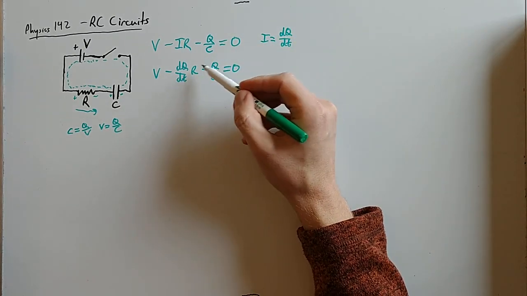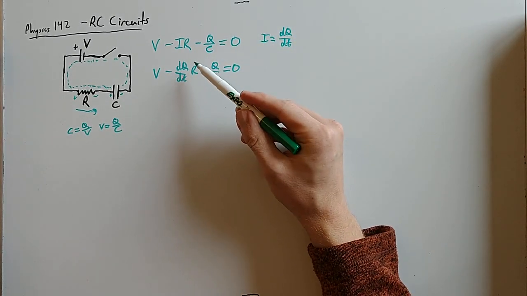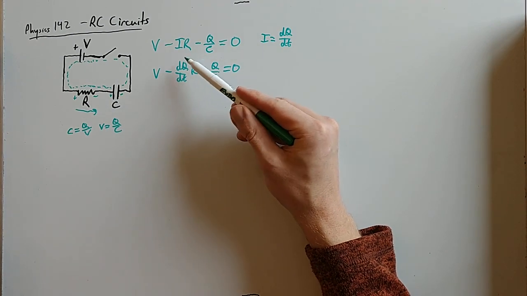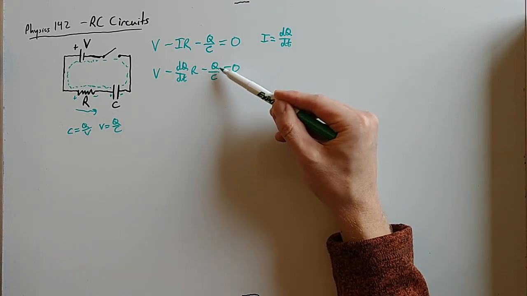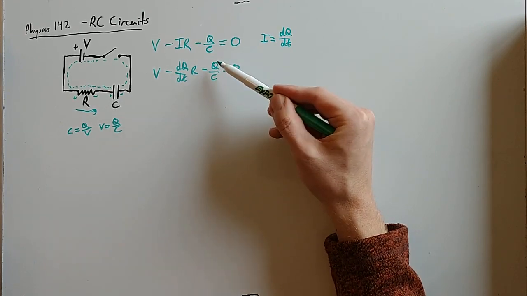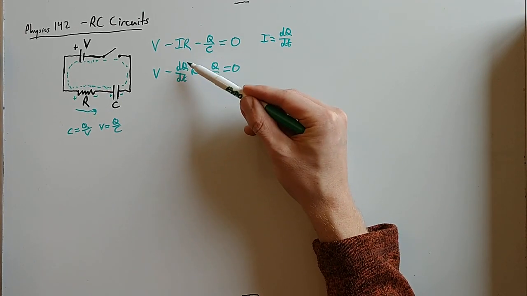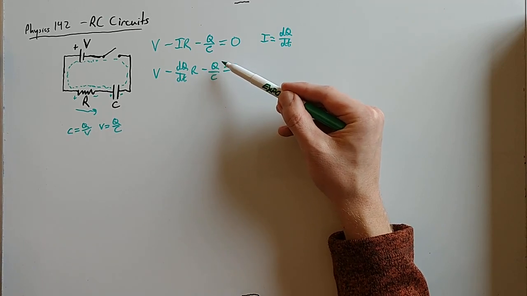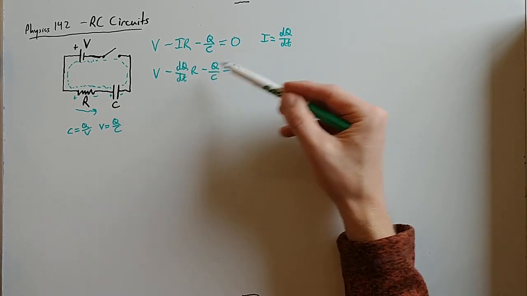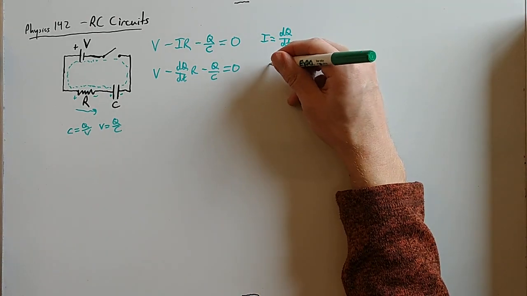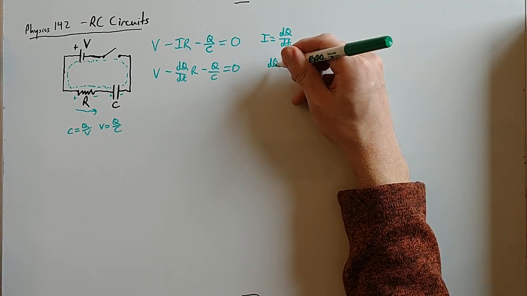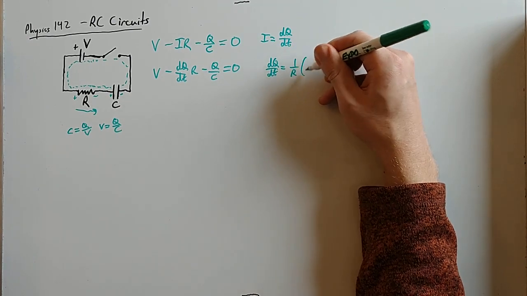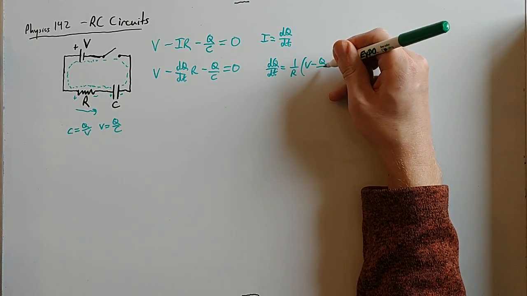And this is a differential equation. We had similar things at the beginning of the semester, where we have a derivative and an amount in the same equation, where the rate of change in the charge depends on how much charge you have. So we could rearrange this and solve for dQ/dt. That rate of change would be 1 over R times V minus Q over C.